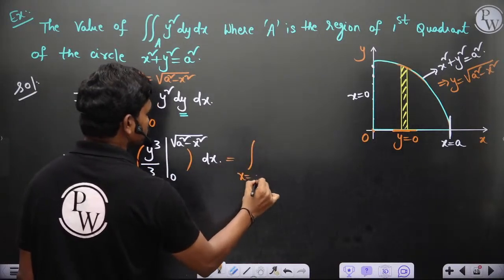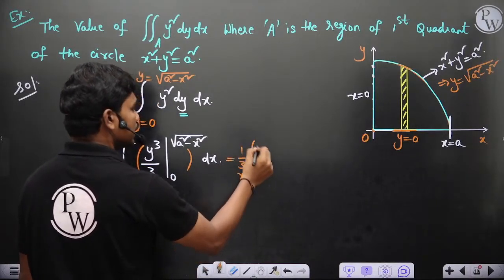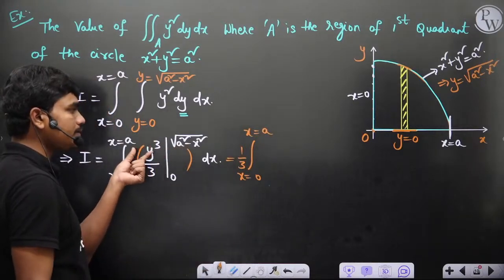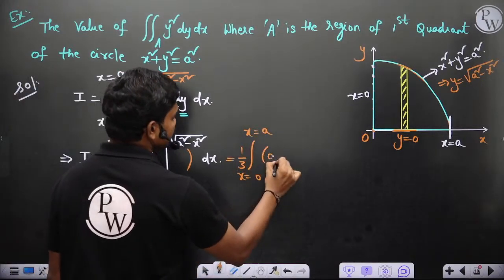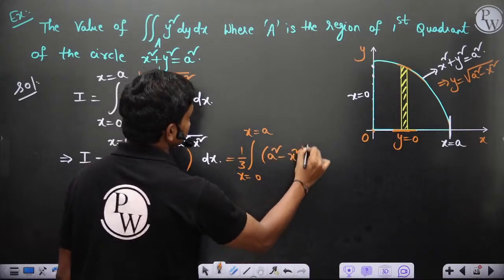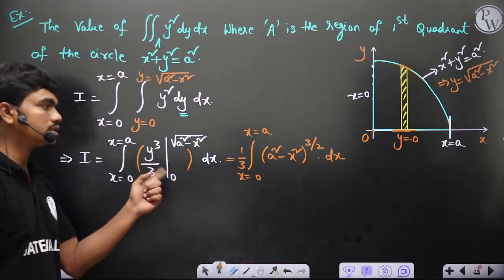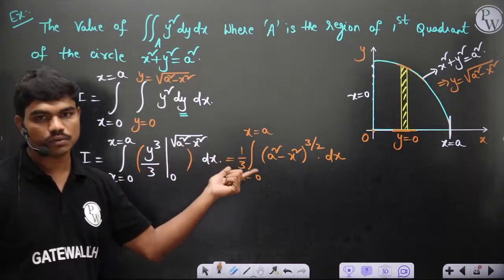Integral x is equal to 0, 1 by 3 times of x is equal to 0 to x is equal to a. So if you substitute this, root of a square minus x square whole cube, so this is a square minus x square whole power 3 by 2 dx. Okay, because when you put 0, it is 0 cube is 0. So this is the integral what you have.